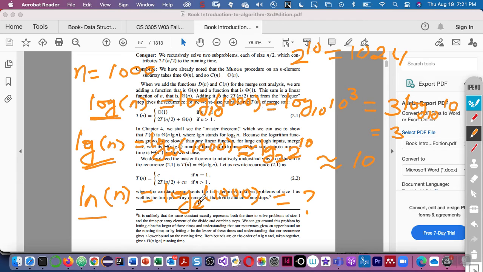Okay, so in your test or somewhere in the book, when you find something like LG or ln, be careful. Okay, the LG is log with base 2. And then ln is base e, and if you say log, that means it is base 10.